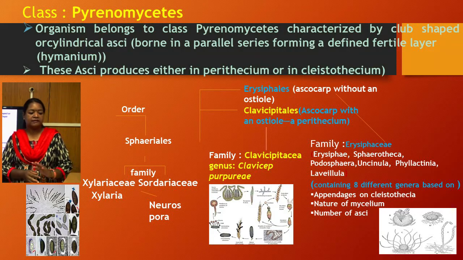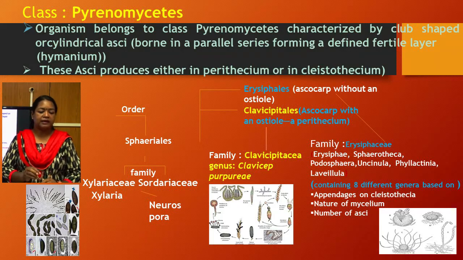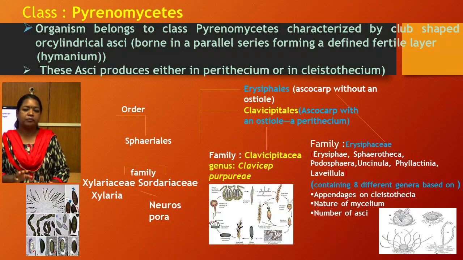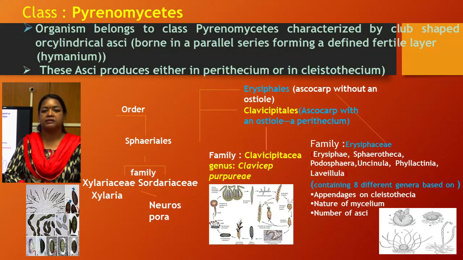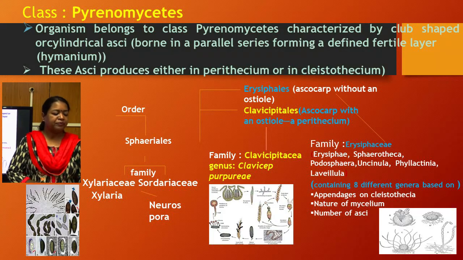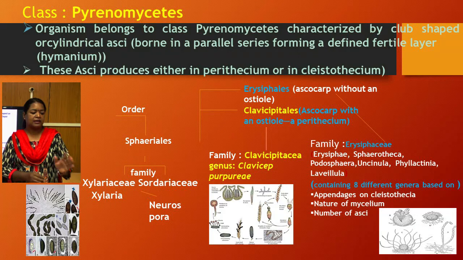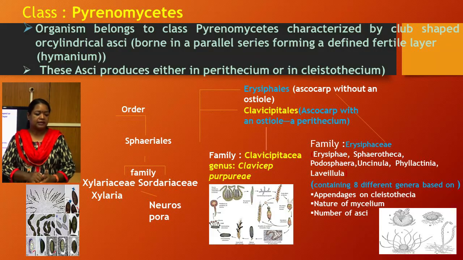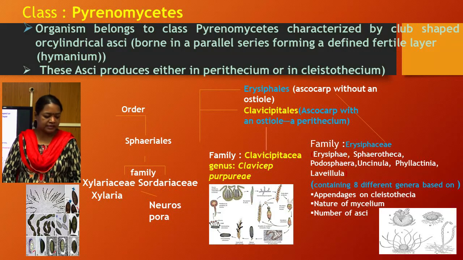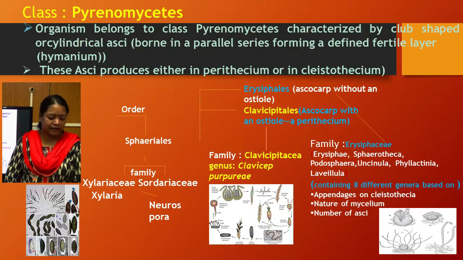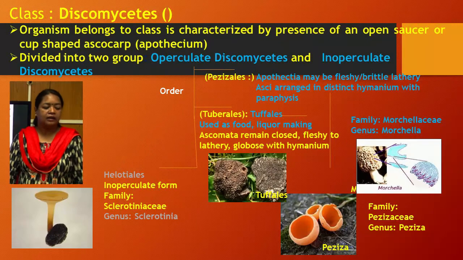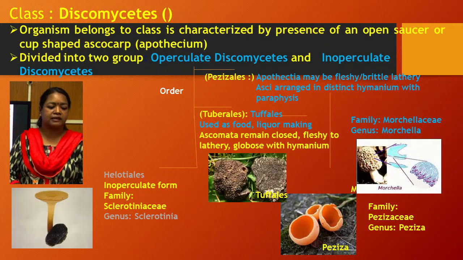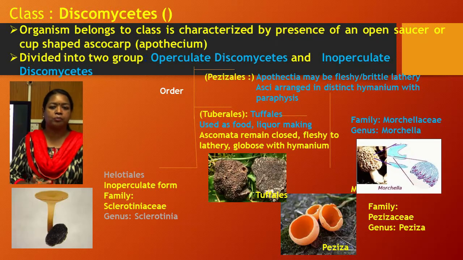In the order Clavicipitales, the family Clavicipitaceae contains the important genus Claviceps purpurea, which is the causal organism of ergot of rye. The order Sphaeriales has two families, Xylariaceae and Sordariaceae. In Xylariaceae, the important genus is Xylaria.